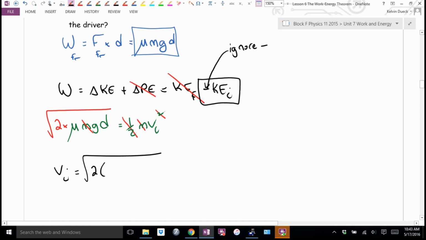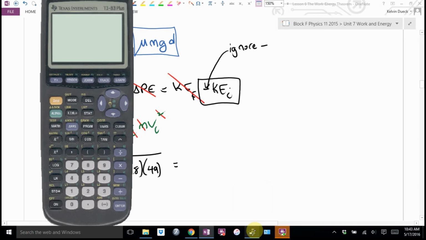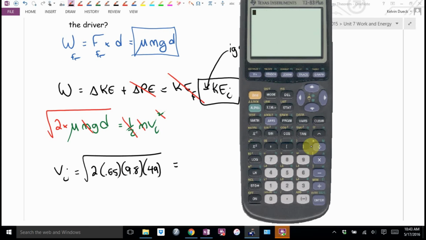I've scrolled down. What's mu, Ryan? I don't know. What's mu with you? No, what's mu in this question? Okay. G, 9.8. How long were the skid marks? Ryan? What? Oh, square root. It's going faster than sound? Almost bang on 25 meters per second.